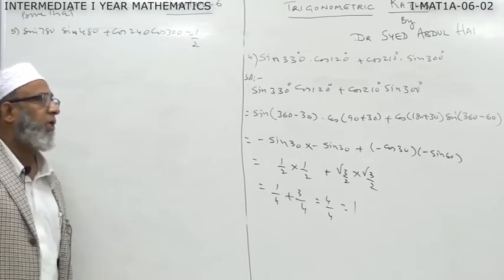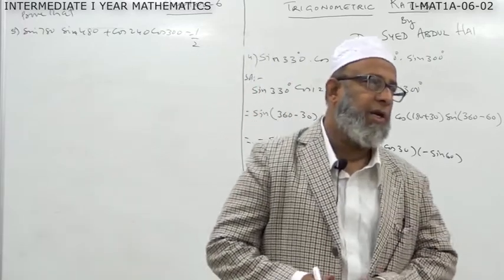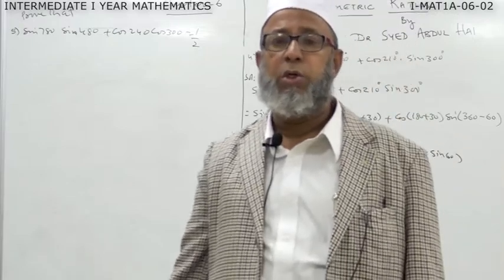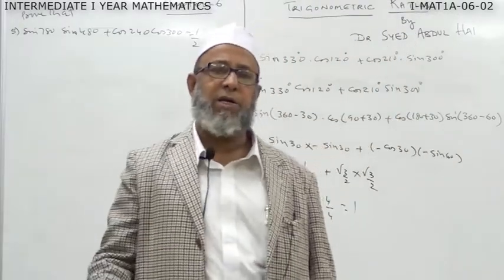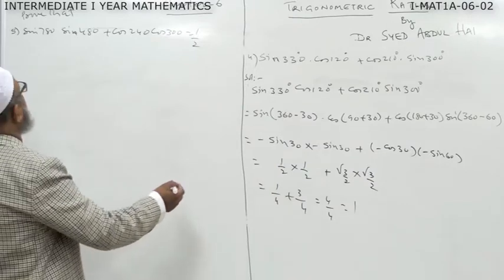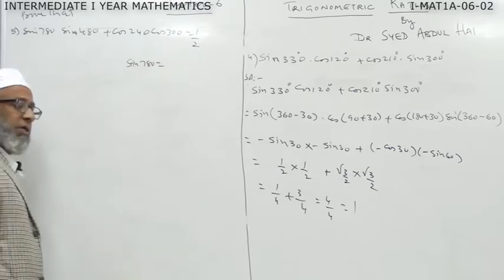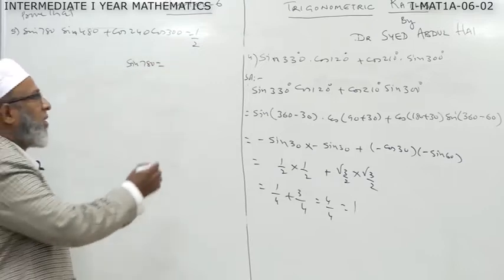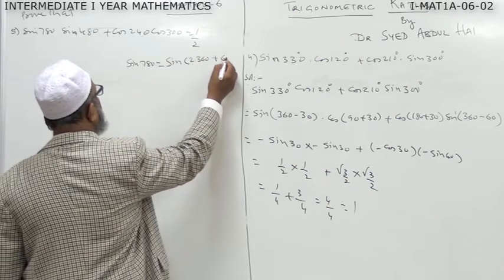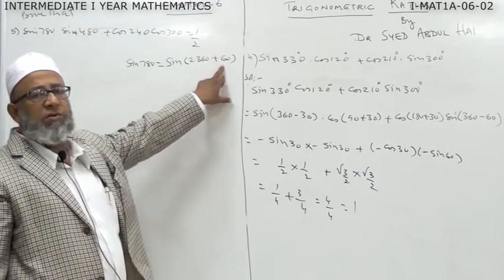Now, here all the values are more than 90 and more than 360. So, it is better to calculate the value separately and substitute in the left hand side. Okay. Now, first I will show you how to calculate the value of sin 780. 780 is more than 360. So, I can write it as sin 2 into 360, 720. Right? 2 into 360 is 720. 720 plus 60 is 780.